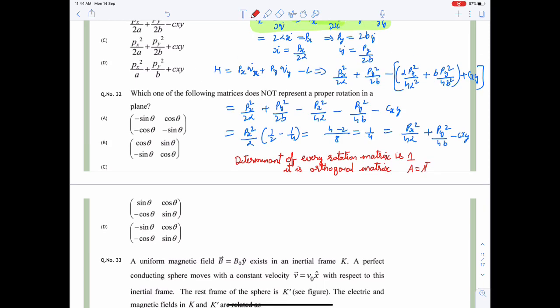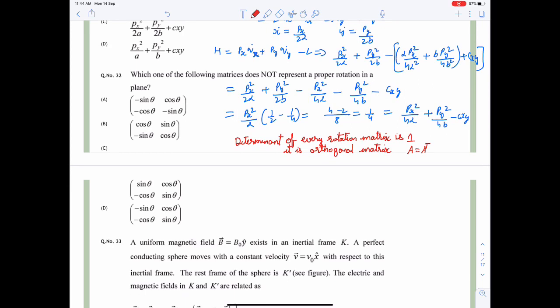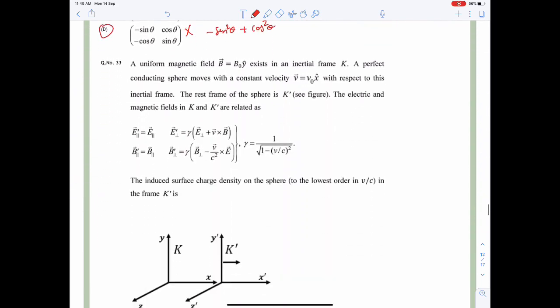So you can check this, and when you do this, minus sin square theta plus cos square theta is 1, so this is not the answer. Cos square theta plus sin square theta is also 1, and next sin square theta minus sin square theta minus plus cos square theta will not become 1, so the answer is D. This is a very easy question.